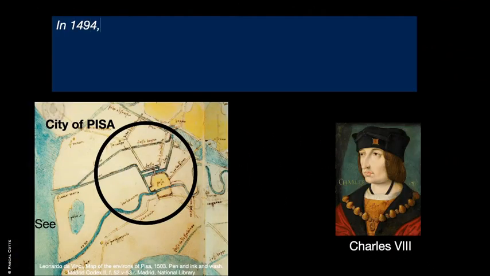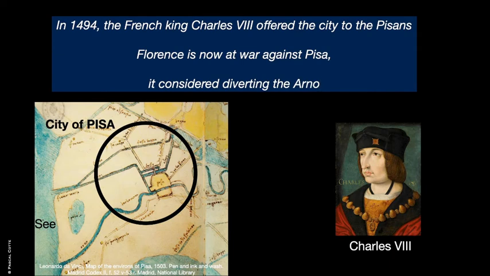In 1494, the French king Charles VIII restored the freedom to the Republic of Pisa. Thus, the Florentines, who had occupied the city since 1406, also lost their precious access to the sea, important for trade. And this was the beginning of the war. Florence besieged Pisa, which resisted.